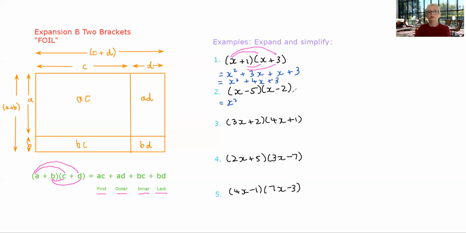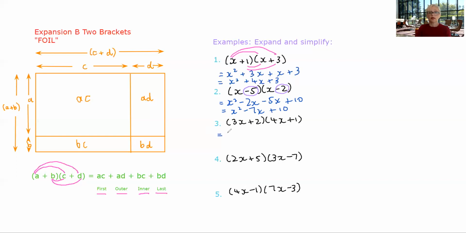Okay, next one. X times x is x squared. Now, here's where we need to be very careful. If you have a sign before a term, it comes with it as a package deal. So this is a -5 and this is a -2. Just bear that in mind. So then we're going to have x times -2, so minus 2x. -5 times x is minus 5x. And -5 times -2 is plus 10. Now, when we put our like terms together here, we have -2x minus 5x, so we get -7x. And there we go.